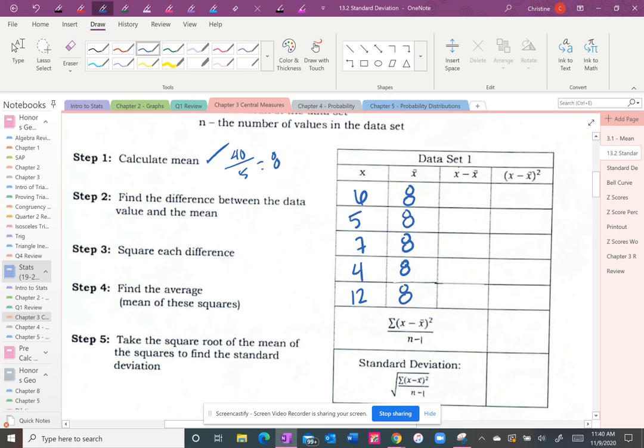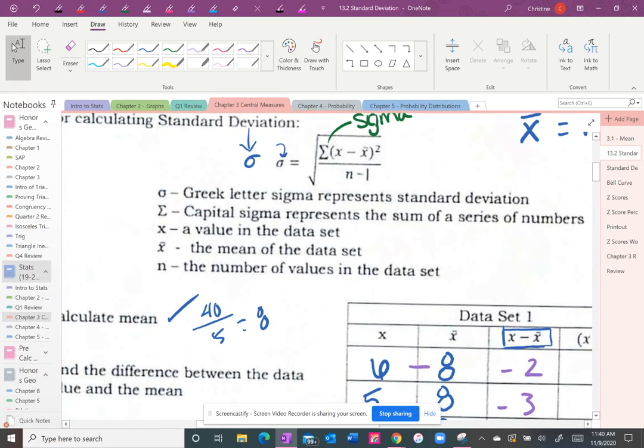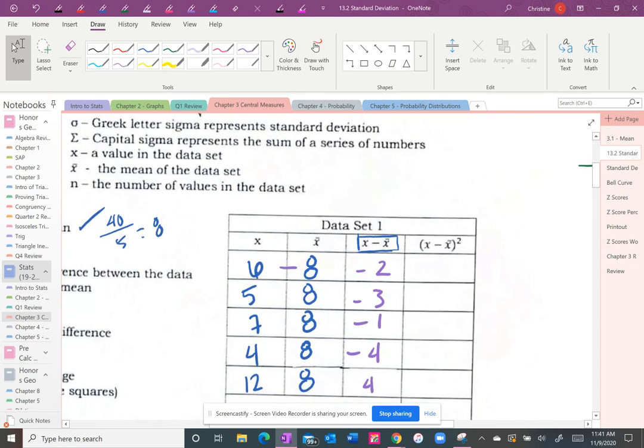Now, just setting it up, what is this number minus the average? So 6 minus 8, negative 2. 5 minus 8, negative 3, negative 1, negative 4, and positive 4. Now, the standard deviation says it wants us to take the summation of the differences that we just found and then square them. So let's do that. What is the summation? Whoops.